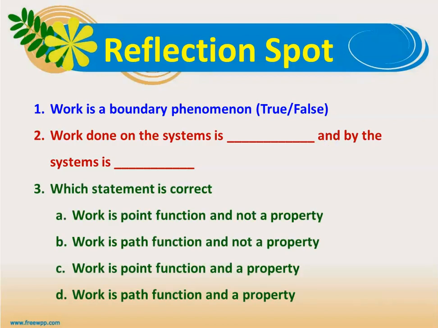And we have 4 statements here. Which statement is correct? A: Work is a point function and not a property. B: Work is a path function and not a property. C: Work is a point function and a property. D: Work is a path function and a property. Which is correct? Take a moment, think, and then select the answer. Yes, the answer is B. Work is a path function and not a property of the system.